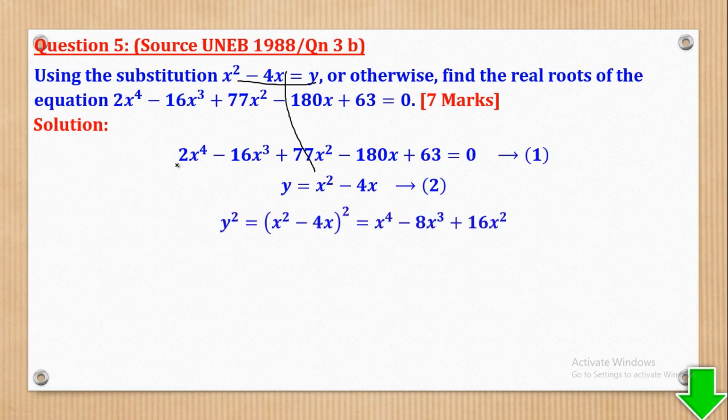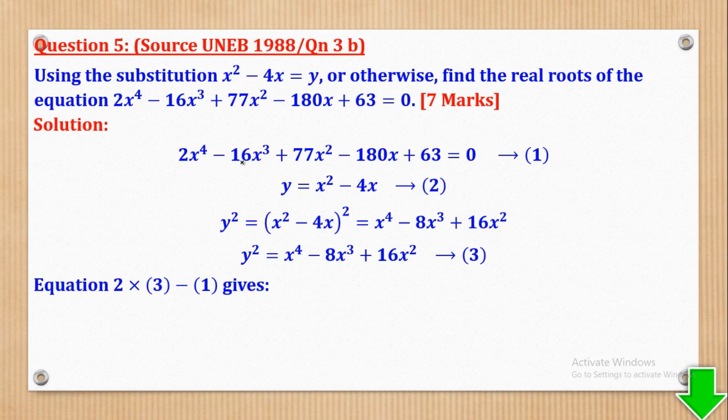Now when I square, remember this one is to power 4, so when I square this, and when I square that, I'll be able to get an equation with a power 4. So when I expand this, I'll come up with that. So now you have got a power 4, and let it be equation 3.